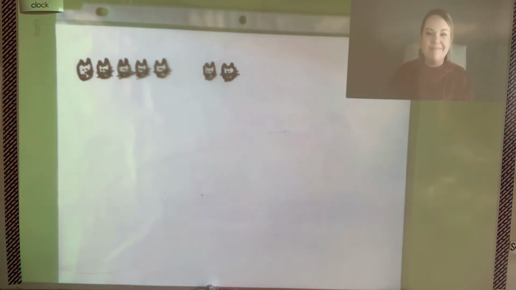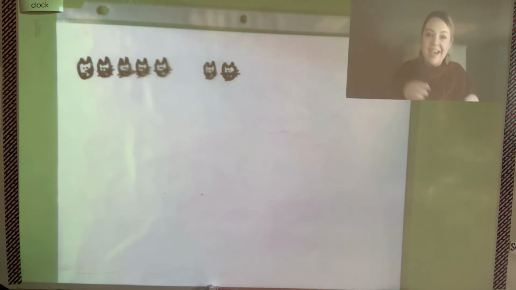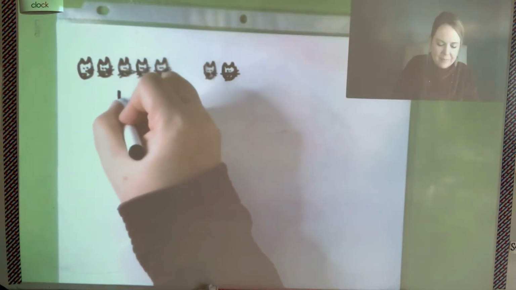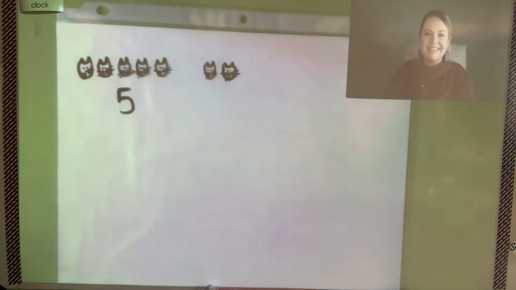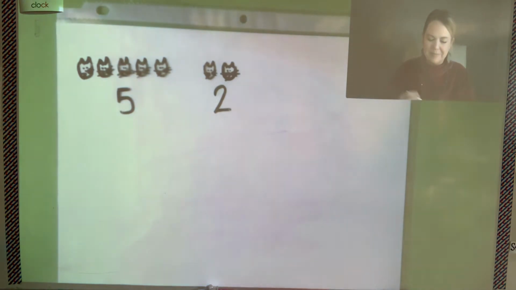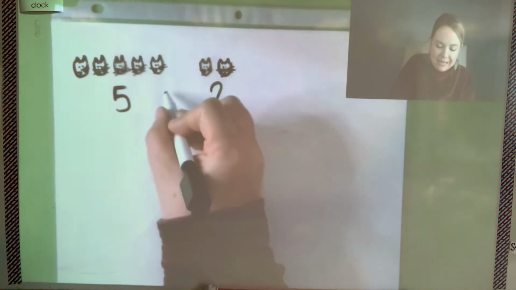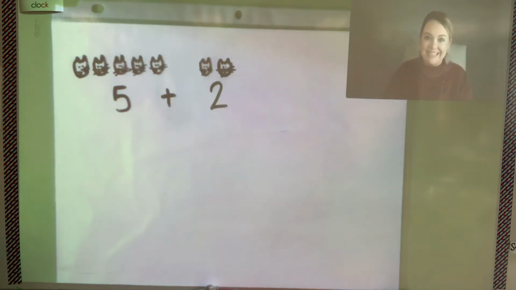Here's my picture. How many kittens were in the yard first? Show with your hands. 5. Now you do it too. Write a number to show the kittens that came later to play. How many came later? Show with your fingers. 2. Great job. We have 5 kittens and 2 kittens. We don't know how many there are yet though.